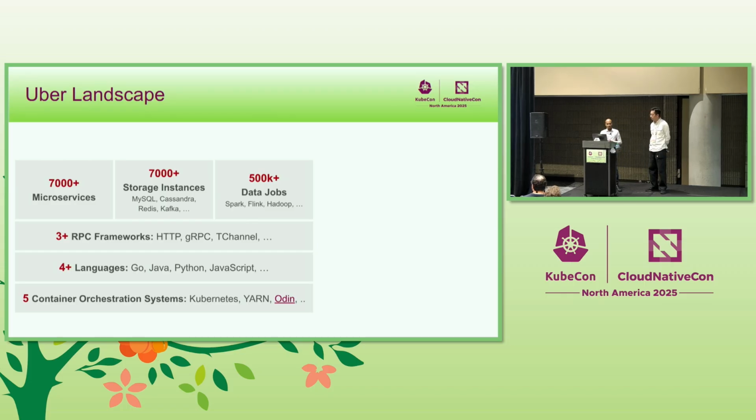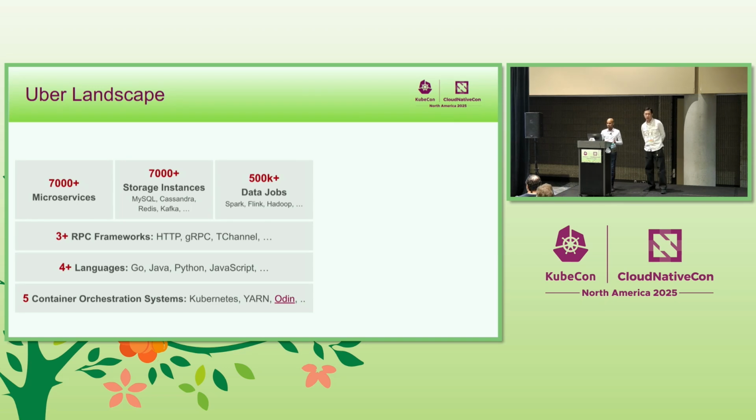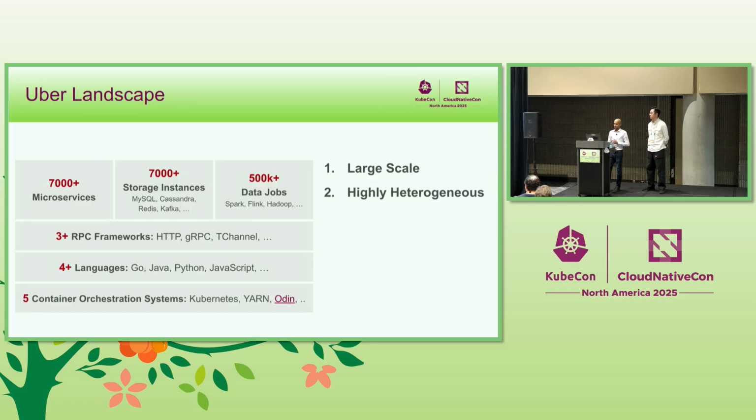And last but not the least, we're not 100% on Kubernetes yet. We have several container orchestration systems. Some of them are open source, some of them are also built in-house. So what you can see here is we operate a large-scale, highly heterogeneous system. And one of the key things to notice over here is that we are also leveraging several open source technologies. Keep this in mind because this is going to influence the solution.